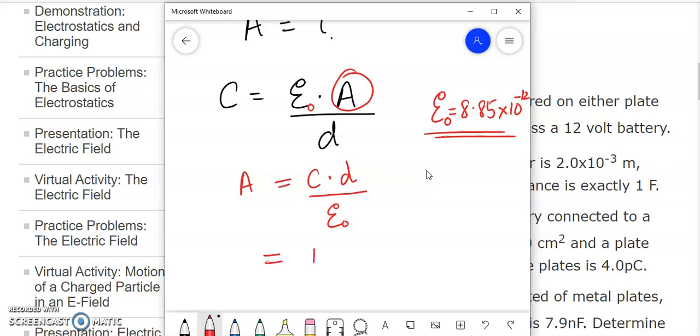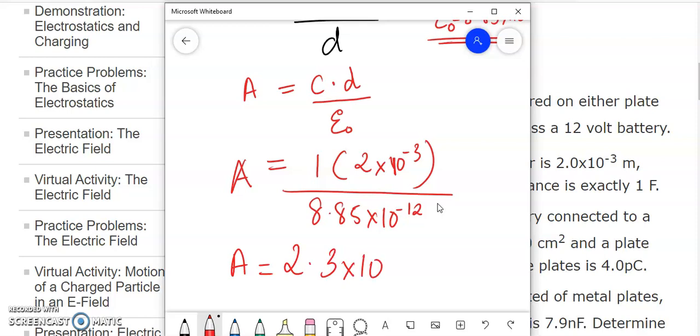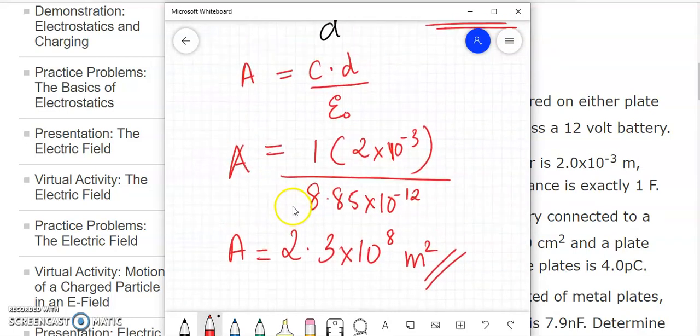And now what is C? 1 farad. And what is the distance? 2 into 10 raised to minus 3 meters. And then what is epsilon? We already know it's a constant value for air and vacuum, and that is 8.85 into 10 raised to minus 12. Now solving this should give you your area. And that is 2.3 into 10 raised to 8 meters squared. So this is your area.